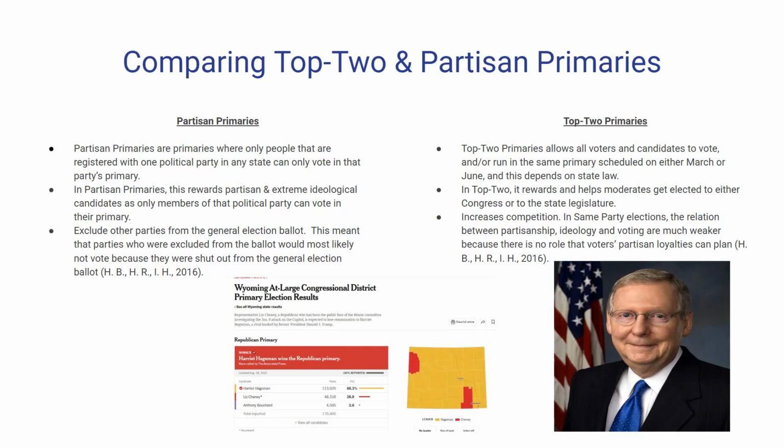The similarity between these primary systems is that they're both majoritarian single winner systems, but they are different. One primary system only allows people registered with that political party to vote in that party's primary. But in top two primaries, all voters and all candidates, regardless of party, vote and run in one singular unified primary, and the top two vote getters, regardless of party, advance to the general election.